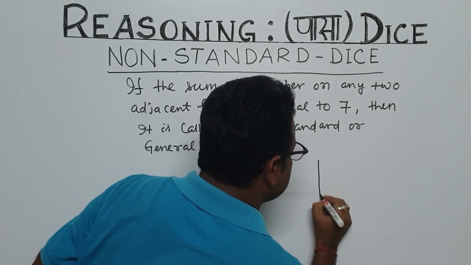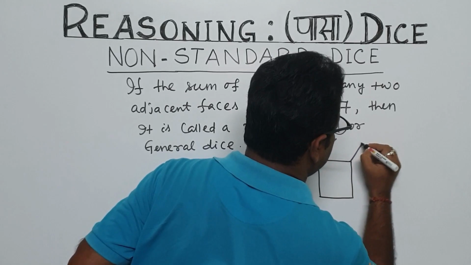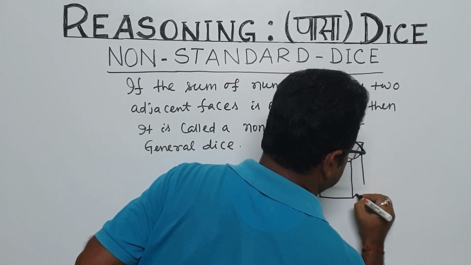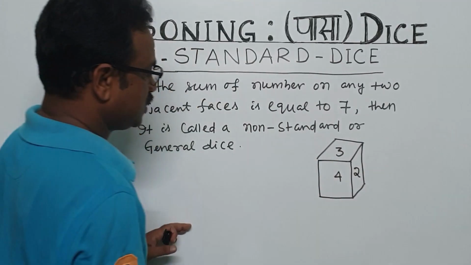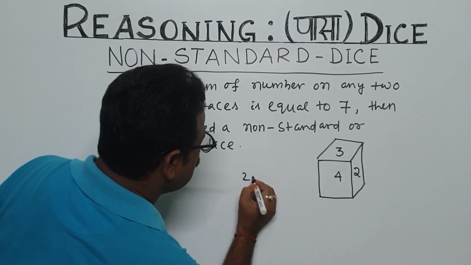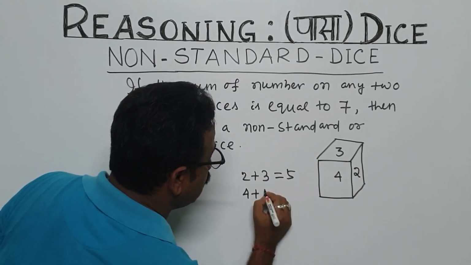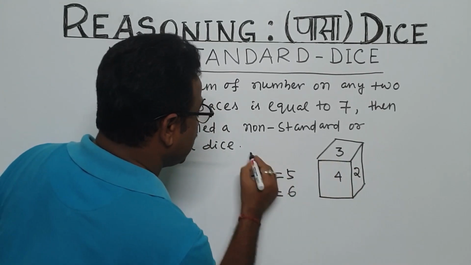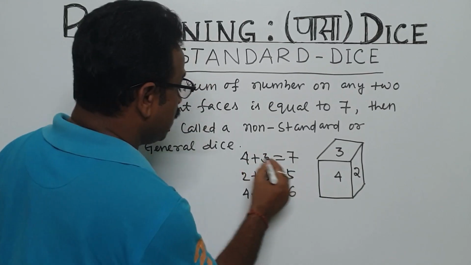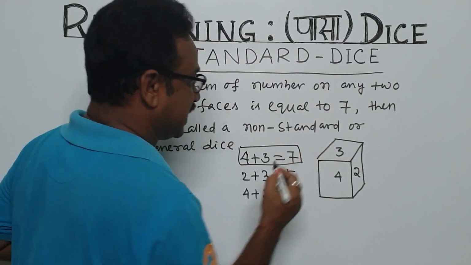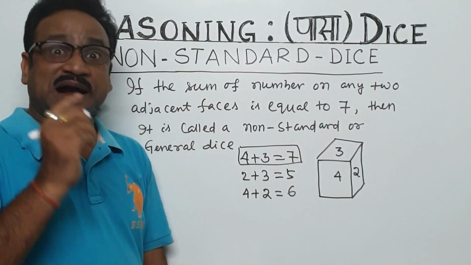Let us see. One figure is drawn for you. So here, suppose given 3, 4, 2. Here 2 plus 3 is equal to 5. Here 4 plus 2 is equal to 6. And here 4 plus 3 is equal to 7. So when 7 is coming, that is a non-standard dice. Details about the non-standard dice we will discuss by taking examples.